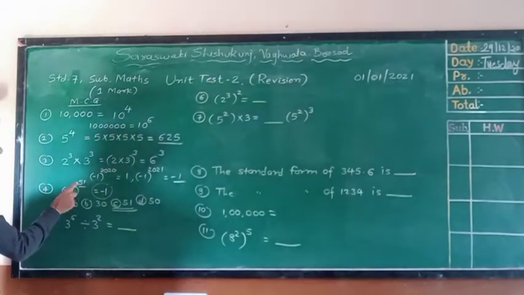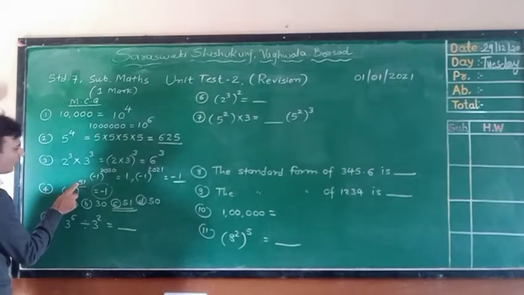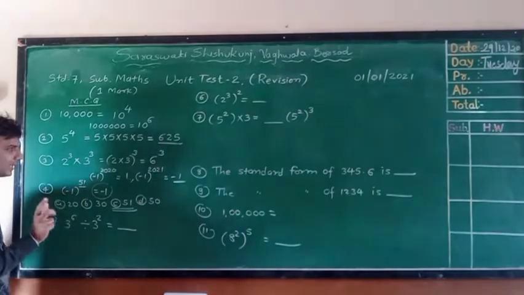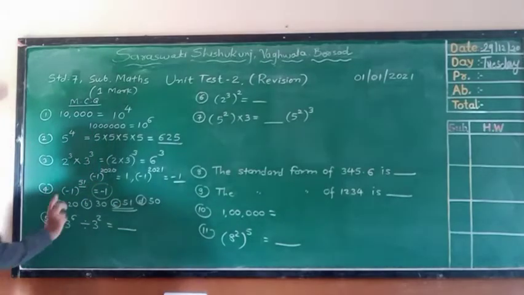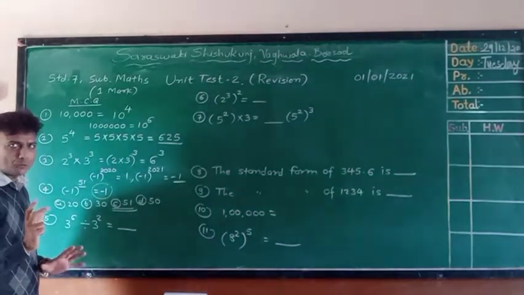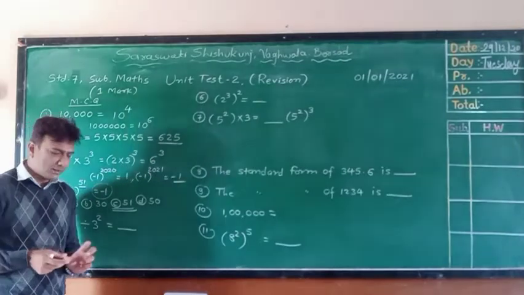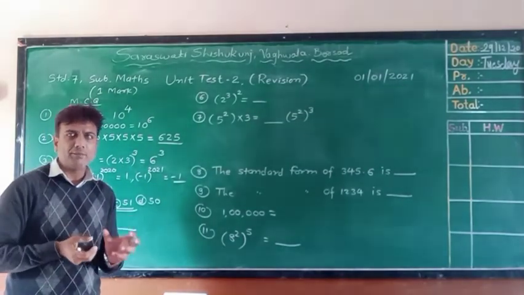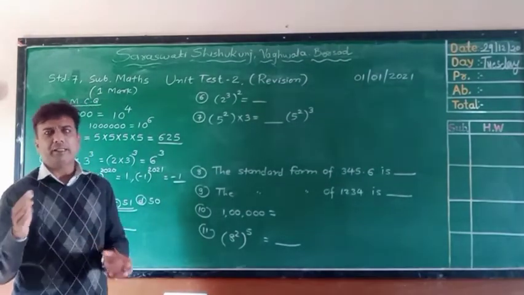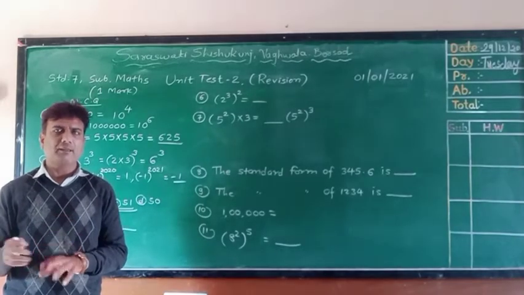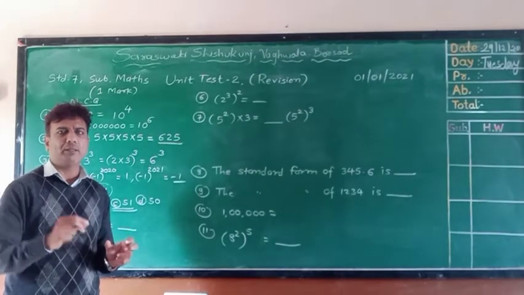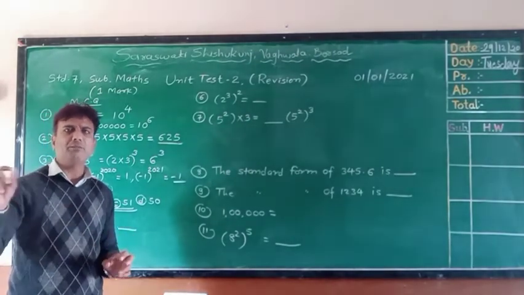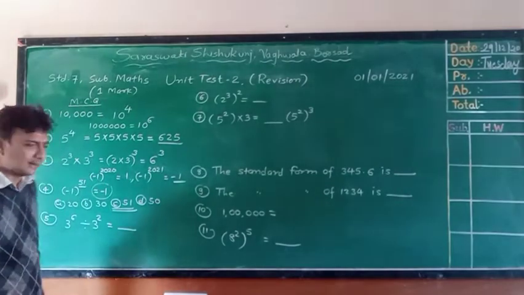Same concept. This 51 is an odd number, so the minus sign will come in the answer. But if I put 20 here, then the answer will come 1. Put 30, put 50, then I will get 1. So in short, here is one formula. If a minus base is given and its power is an even number, that means we remove the minus sign in the answer. And if the negative base is given and its power is an odd number, that means we have to put a minus sign in the answer in any case.